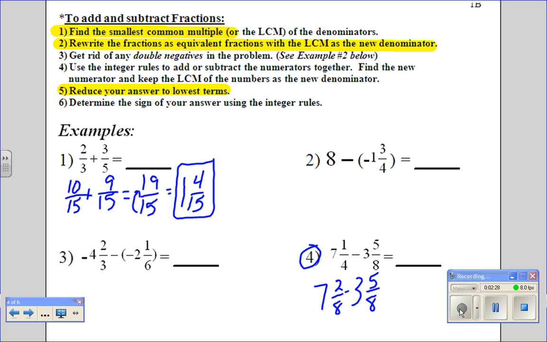Because when I go to subtract, what I should be able to see is I can't take 5 from 2. I can't take 5 away from 2. It's not possible. So I've got to borrow. And when you borrow, you make the whole number 1 less, and then you're going to add 1 whole to the 2. Well, 1 whole is 8 over 8 here. So basically, I'm taking the 8 and adding it to the top number there to make a new top number. Now I can do the subtraction. So 6 minus 3 is 3, 10 minus 5 is 5, and 5/8 is already in reduced form. Let's keep moving.